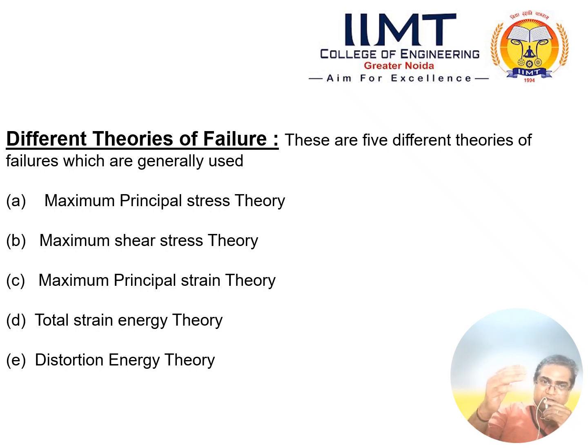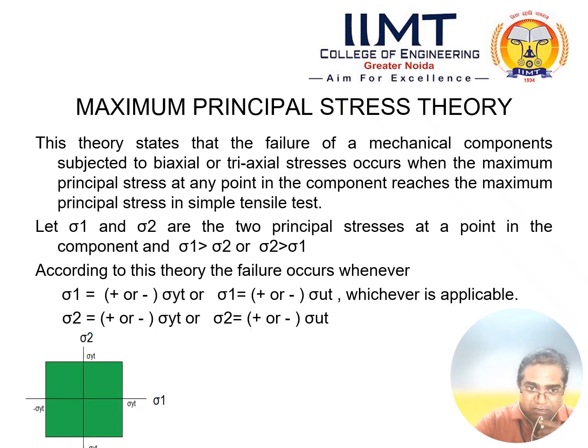When we are talking about all these five theories of failure, whatever the forces acting on the component, we find out the values of principal stress, shear stress, principal strain, and then total strain energy and total distortion energy. All these values can be compared with the values we get when we perform the UTM test. So now let's start with the theories one by one. The first theory is the maximum principal stress theory.